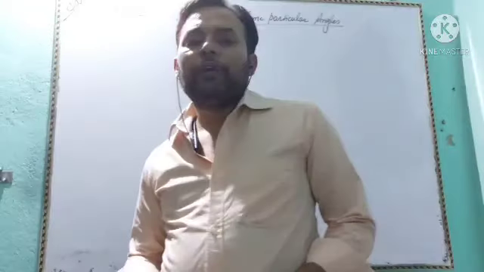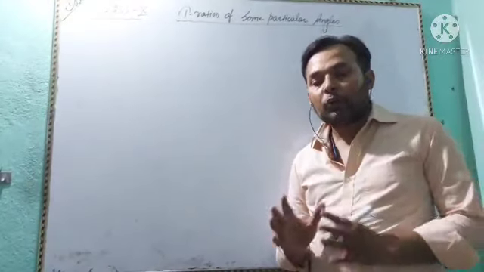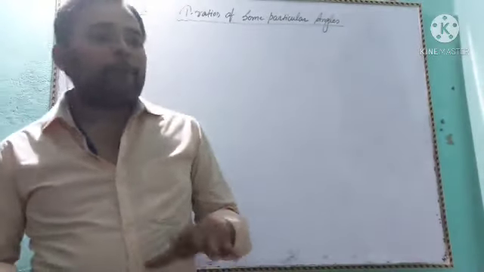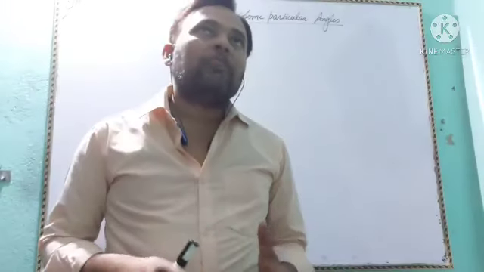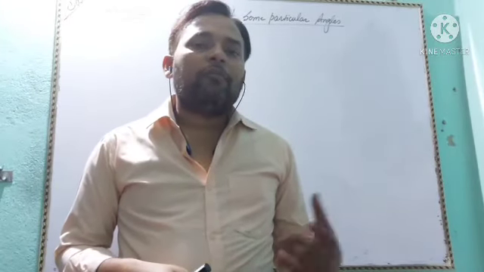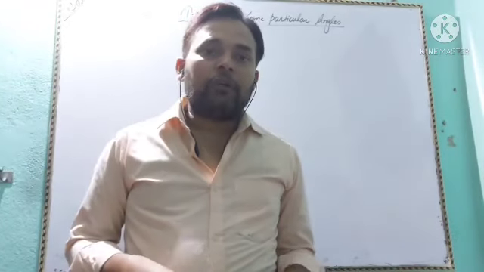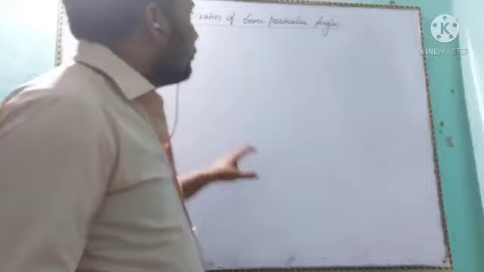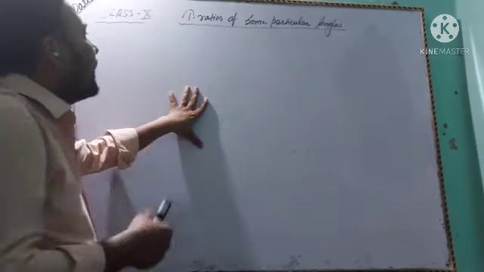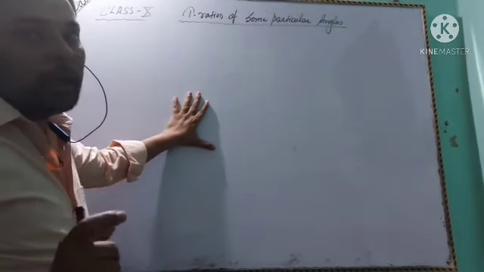Students, today we are going to discuss trigonometric ratios of some particular angles related to trigonometry. Some particular angles means such as 0 degree, 30 degree, 45 degree, 60 degree and 90 degree. So students, in this video lecture we are going to discuss trigonometric ratios of some particular angles.